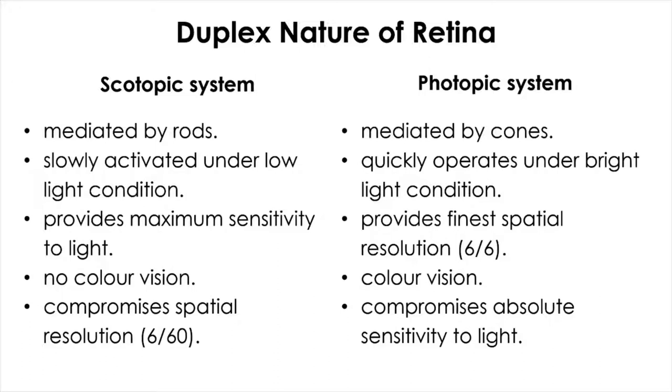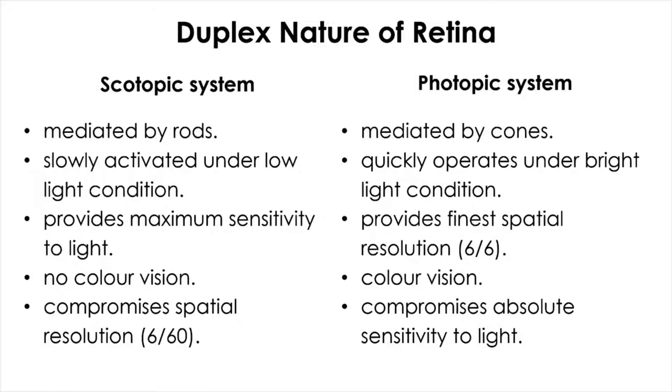In order to see under a broad range of light levels, our visual system has evolved into two systems differently sensitive to the amount of light available. Namely, these two systems are the scotopic and photopic systems. It's like having two different ISO settings with different sensitivity given the amount of light. As you can see from this slide, the scotopic system is mediated by rods, whereas the photopic system is mediated by cones. And the scotopic system is very slow in responding to the light level.